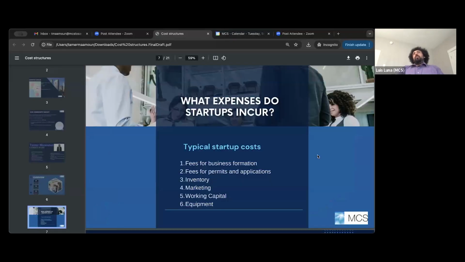And so what type of expenses do startups incur, and what are the first things that you'll be spending money on when you endeavor to start a business? So that'll be your business formation fees, your permits and applications, inventory, marketing, working capital. You name it, it'll come up. But these are some of the most frequent and most important things that you'll run into when you're first starting a business.